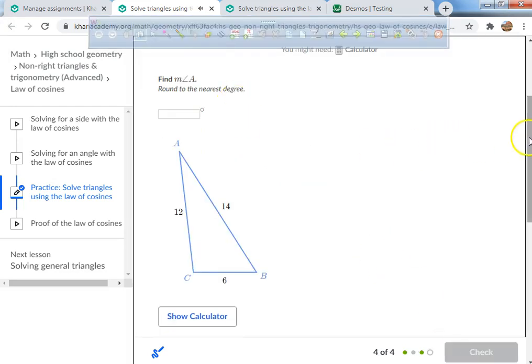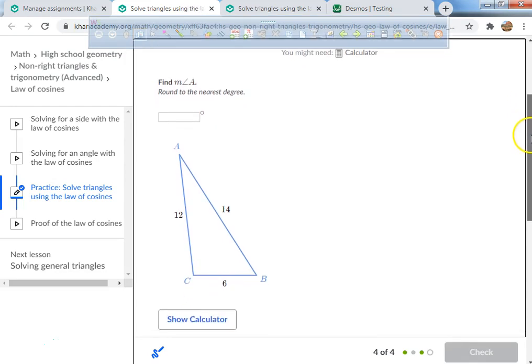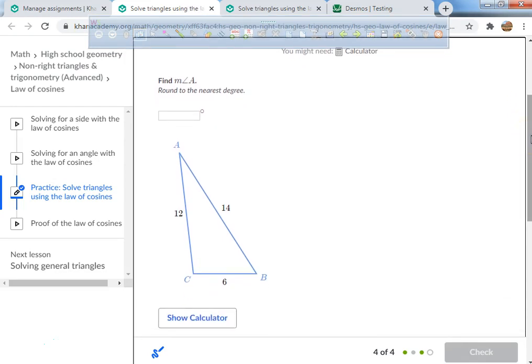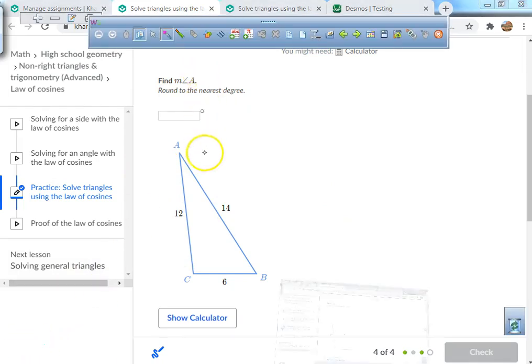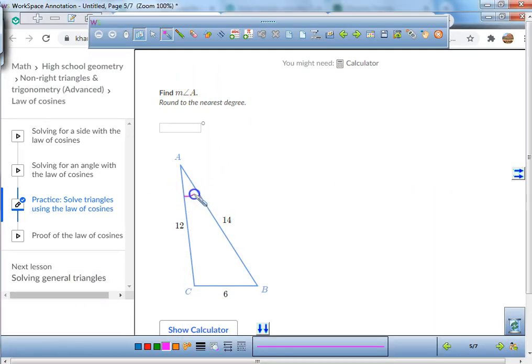All right. Now, this one right here is a little bit different. So this one you'll notice we have side, side, side. So this is the last one we're going to do today. So if you guys could draw this out, that would be fantastic. All right, so on this one, guys, it's important to know which angle you're looking for. This is angle A right here. That's what we're looking for.